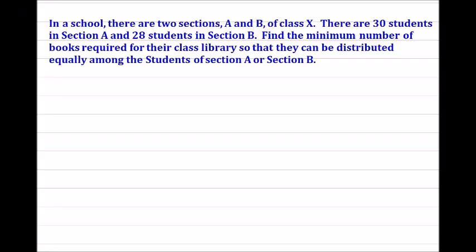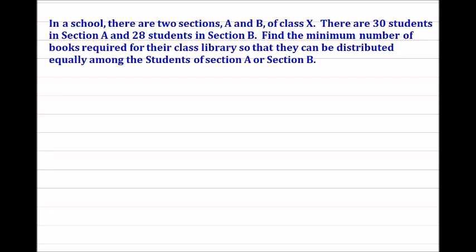Question: In a school, there are two sections A and B of class 10. There are 30 students in section A and 28 students in section B. Find the minimum number of books required for their class library so that they can distribute it equally among the students of section A or section B.